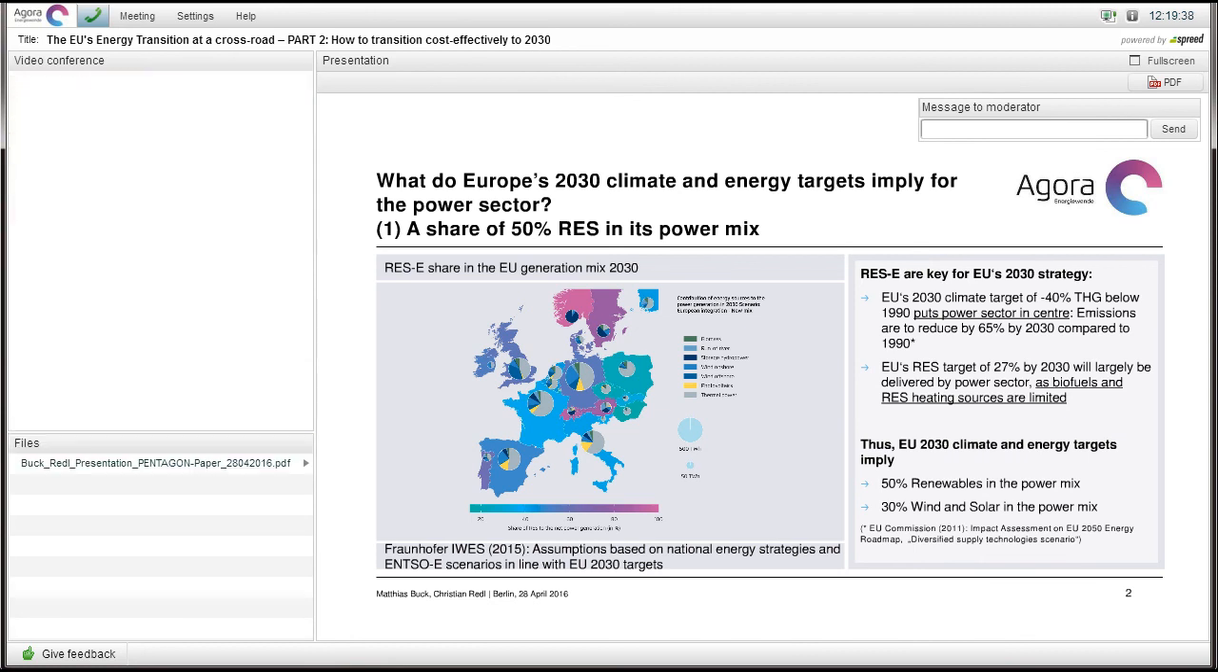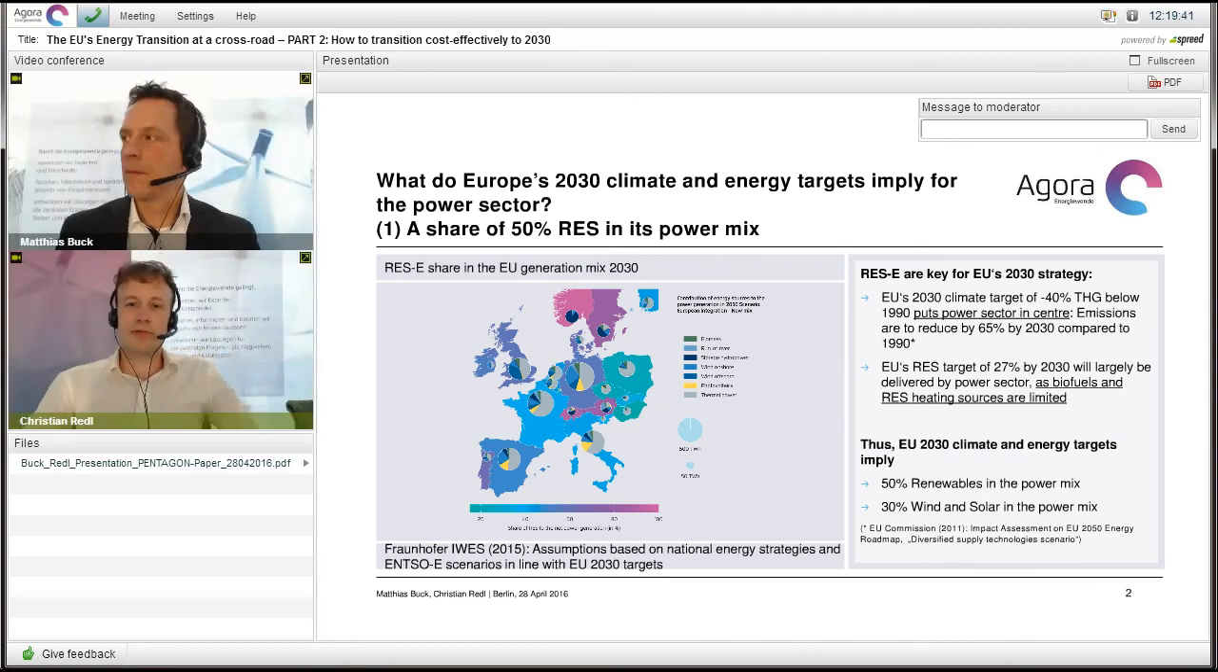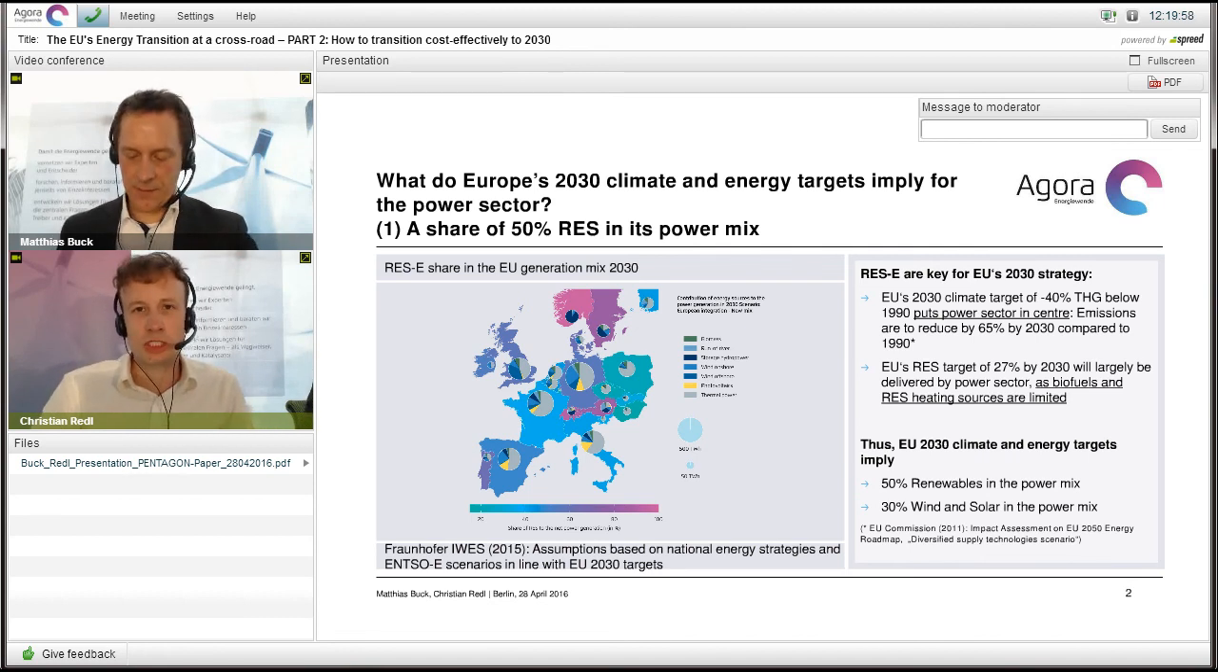Well, I can add a bit. It's important that in this graph we didn't use the PRIMES assumptions, but these are NSOE scenarios which are in line with the 2030 targets. And depending on the country where available, we also utilized national climate and energy strategies, which also typically cover forecasts for peak load and annual power consumption. So in the end, it then depends on the specific country and on the source.